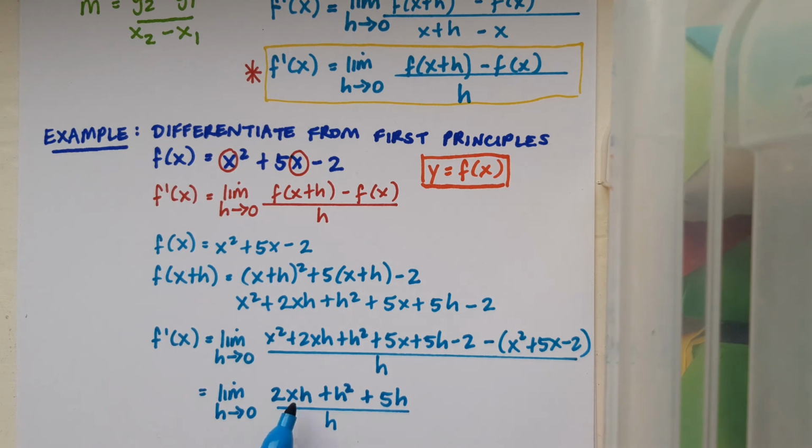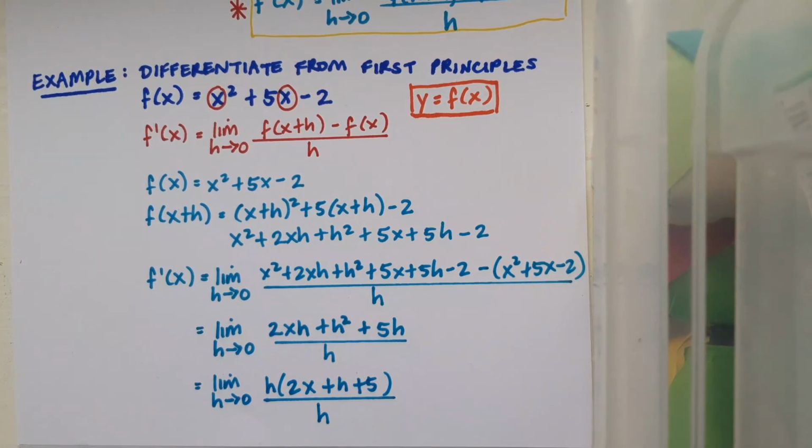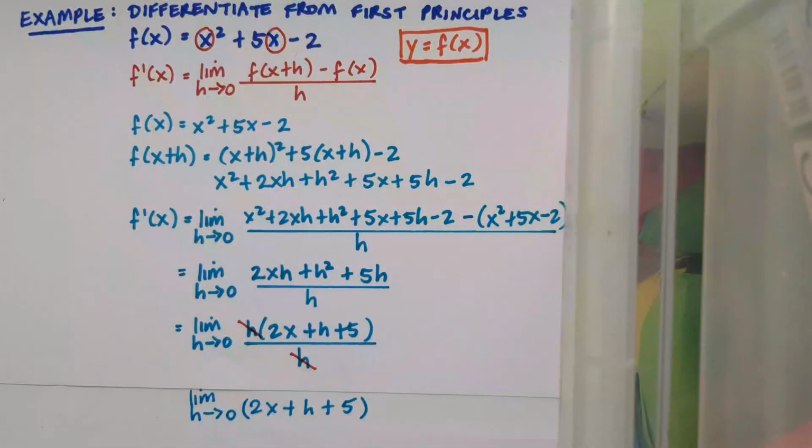Now you might notice that each of these terms here has an h in it, so I can factorise out that h. And why might I do that? Well, by doing that, I can now get rid of the h in the bottom by cancelling it against the h that's been factorised out of the top. So I'm left now with the limit as h goes to 0 of 2x plus h plus 5.